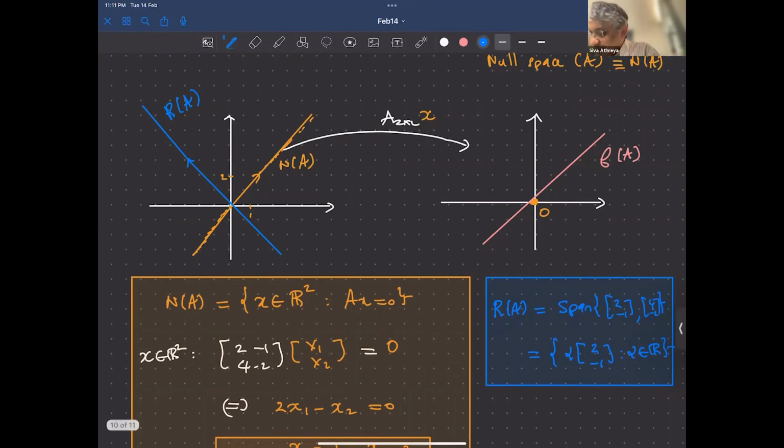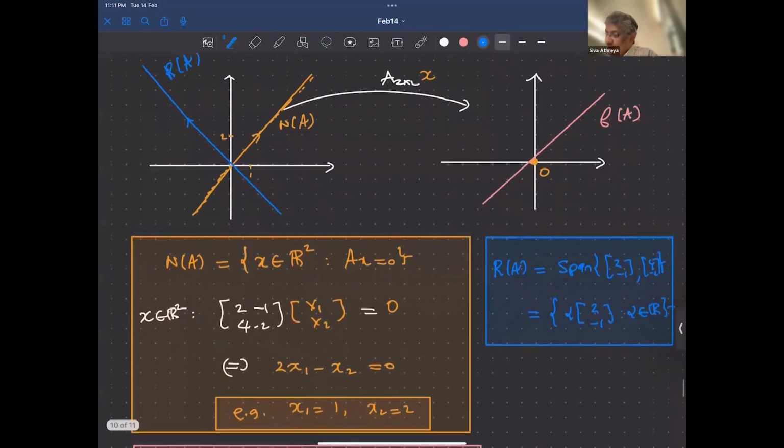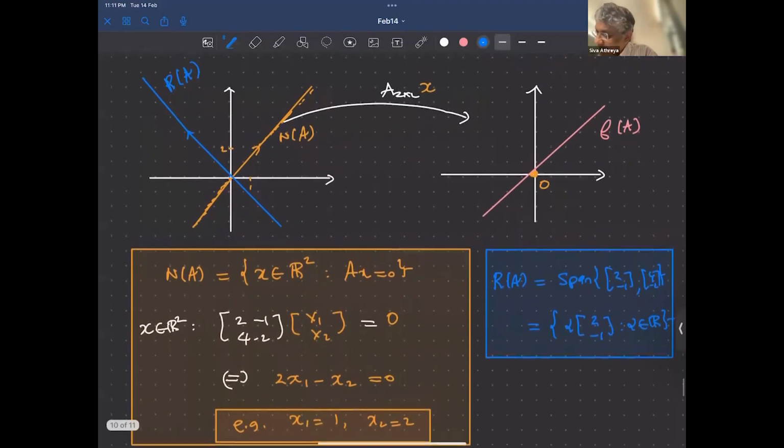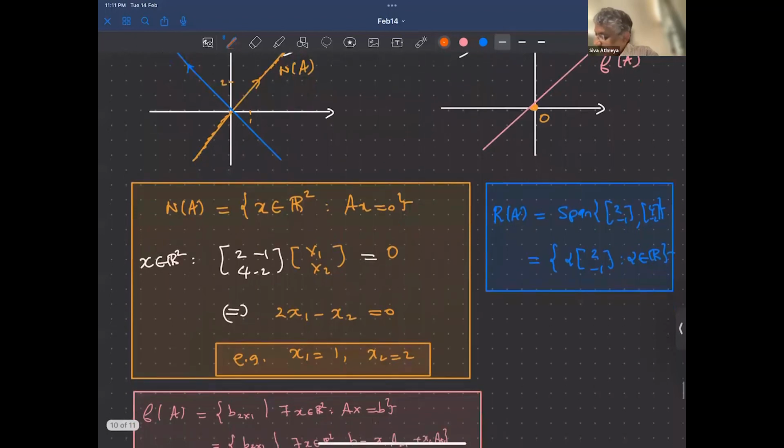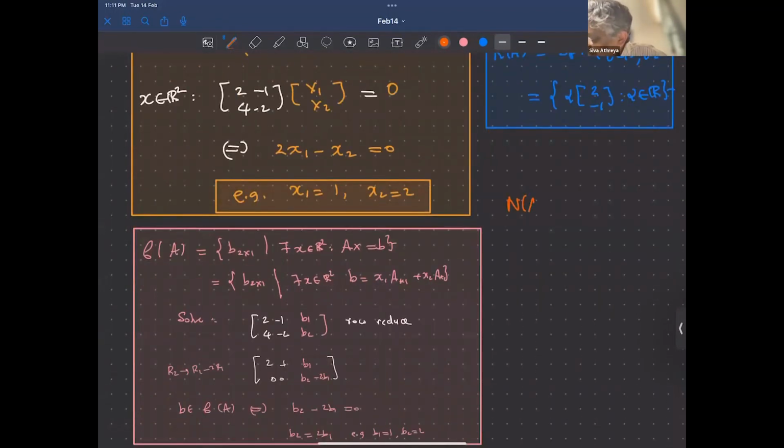So from this, what do you see now? What's the last space you can think about? Let's go with another color, maybe dark orange. The last space you can think of is the null space of A transpose. That's again the set of all Y, 2 cross 1, such that A transpose Y is equal to 0.